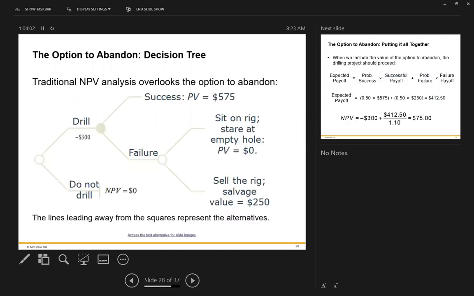However, that type of analysis overlooks the option to abandon. Okay, so take a look. If we don't drill, our NPV is 0. If we do drill, we'll have a negative 300. If we have success, we'll have present value of 575. If we have failure, we'll sit on a rig and stare at an empty hole. If we have failure, we could sell the rig and salvage $250.